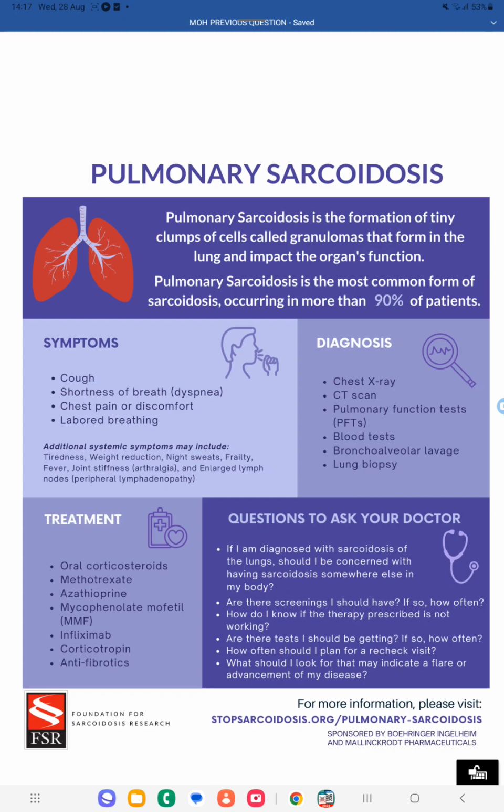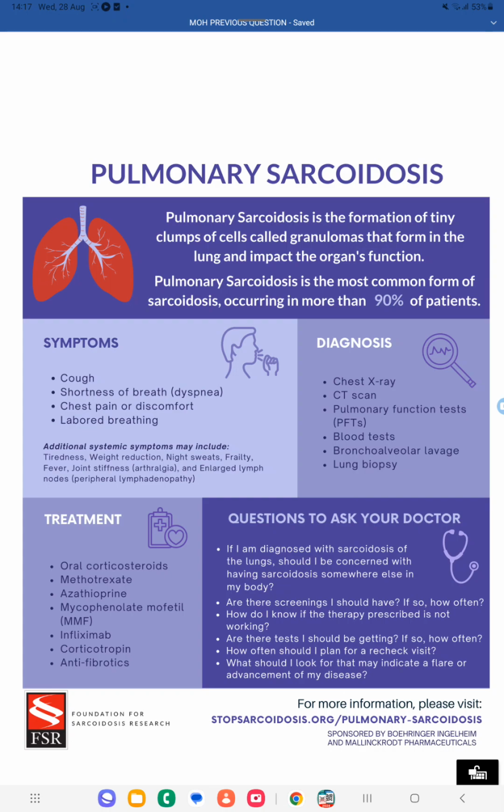It can happen in the lymph node, in the skin, and in the eyes also. You can get this granuloma. Granuloma means it is an overreaction of the immune system. If you examine that granuloma, you can see there will be presence of WBC cells and dense tissues. This type of things make up the granuloma.